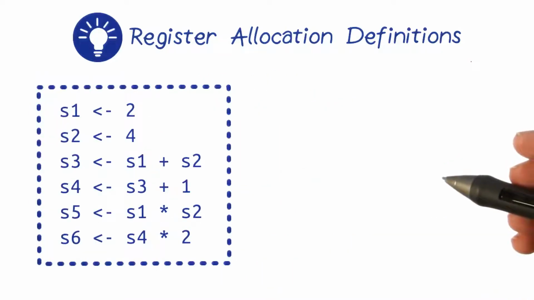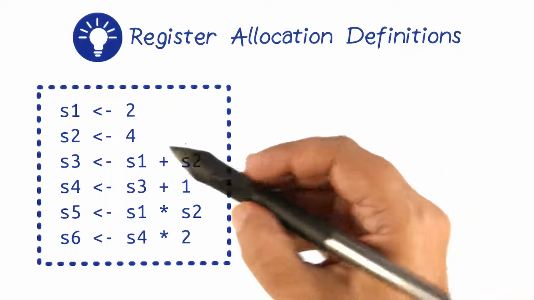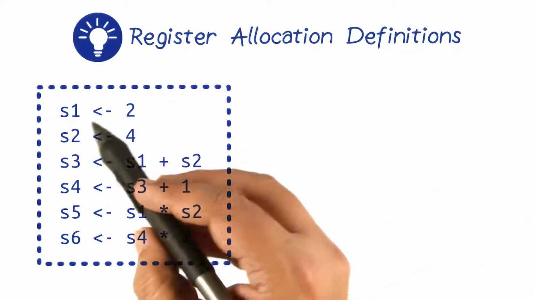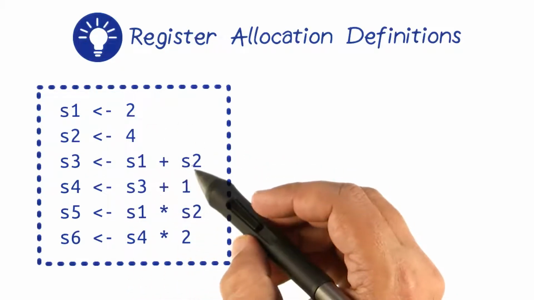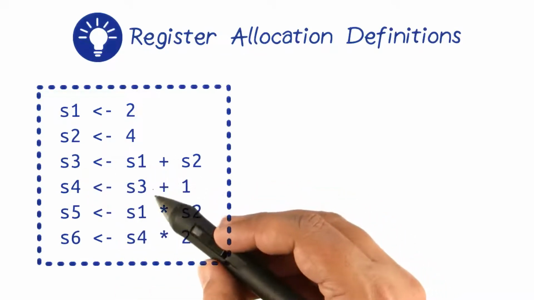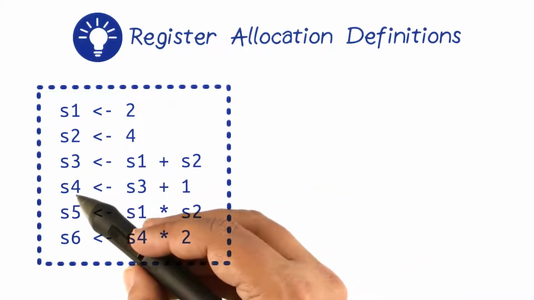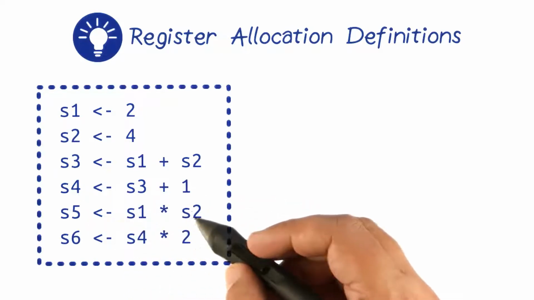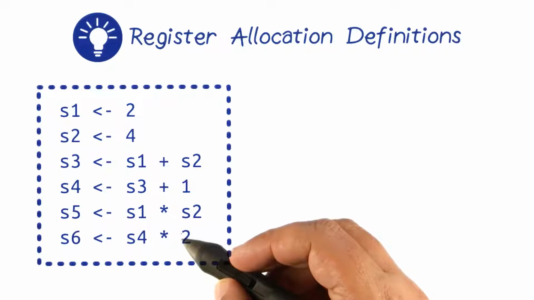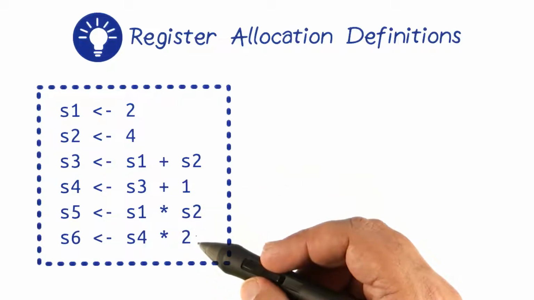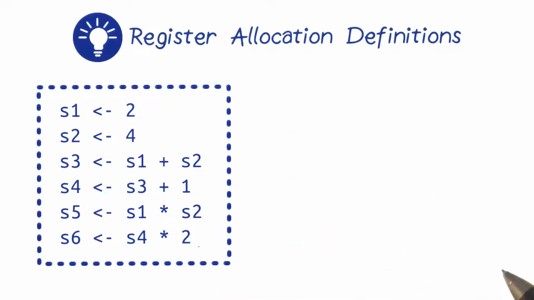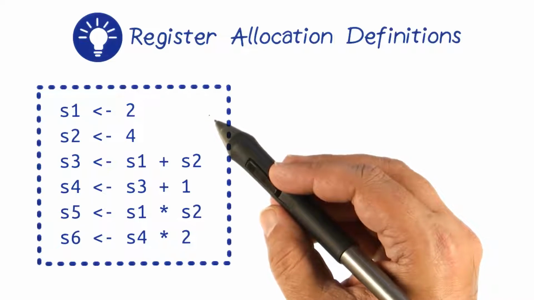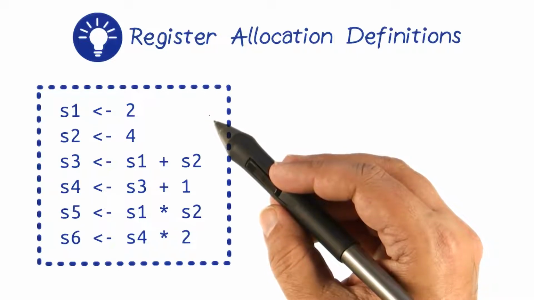Now let us apply these definitions through a simple example that is being shown in this slide over here. As you can see here, we are assigning a value to S1. We are assigning another value to S2. Then we are adding S1 plus S2 and holding a value in S3. Then we are adding 1 to S3, holding that value in S4, and so on. We also have a product of S1 and S2, and then finally we have S1 times 4. So these are the sequence of instructions which are executing one after the other as shown over here. Let us see if we can find out the liveness information and live ranges that are associated with these definitions.